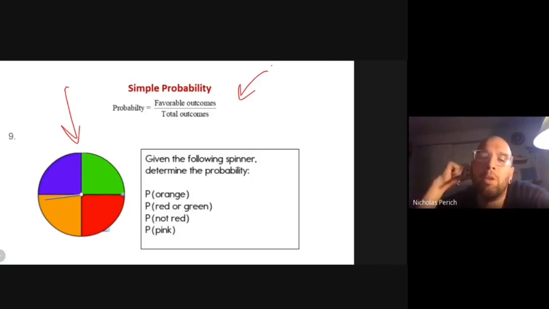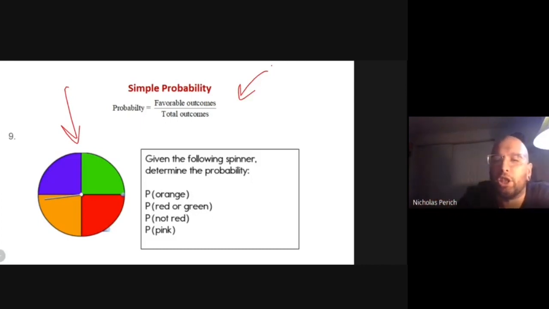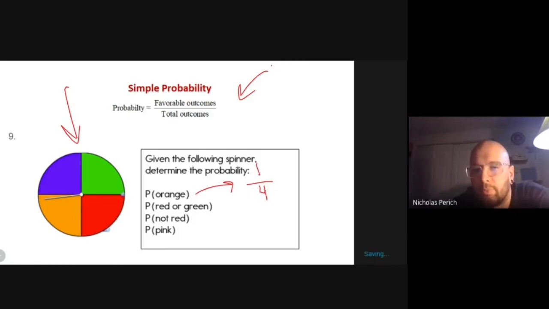So what's the probability of me getting an orange? Well, there's 4 possibilities, so the total outcome is 4. Only one of them's orange, so 1 out of 4. That's it.